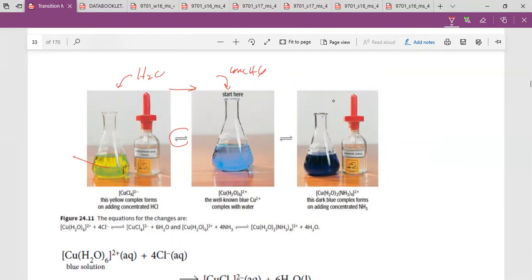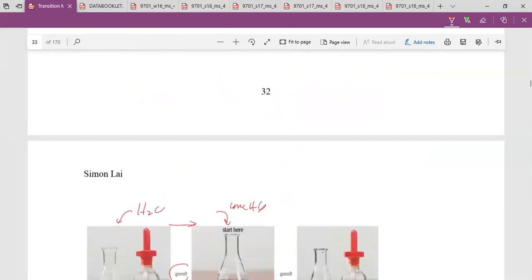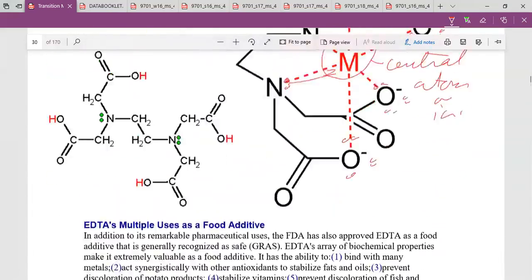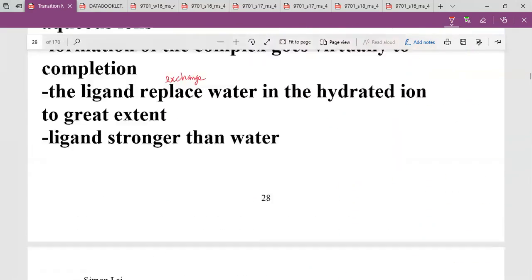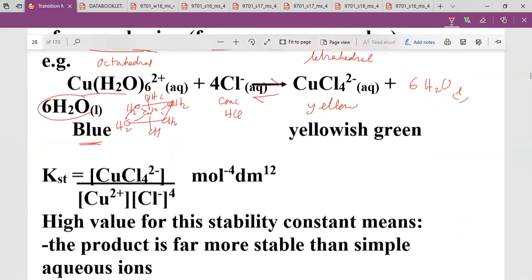Okay, this is the first one here. So let's go back to here. Now you will be asked to give the expression of this one here, the expression for Kst. Remember, it's a ratio of the products. Here the water actually has 6 waters, but water is not included. Don't put the water there because it's such a large amount that it's a constant.